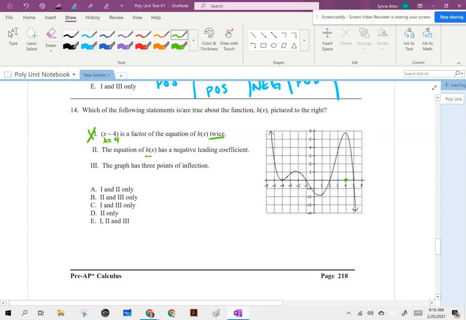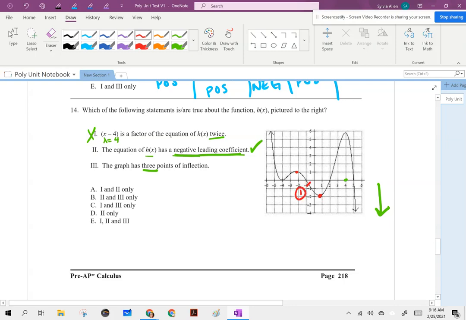The equation of h of x has a negative leading coefficient. Remember, the negative leading coefficient tells me that I'm falling to the right, so that's true. And the graph has 3 points of inflection. So let's go ahead and count those. At negative 4, that is not an inflection point. That is tangent to the x-axis. Inflection points are the midpoints between maxes and mins. So there's one right here.